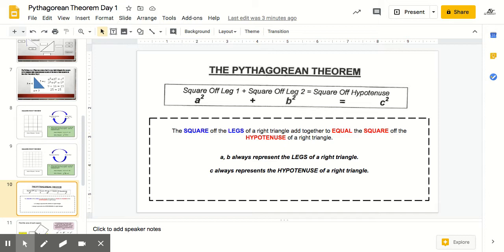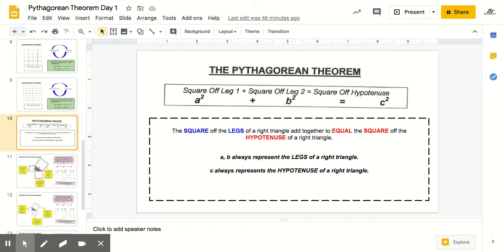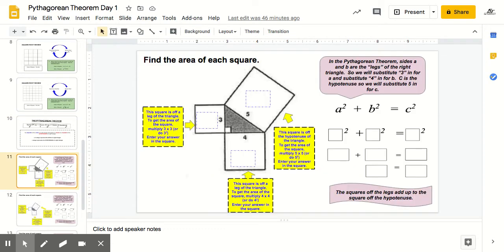Okay, so I'm going to do some practice with this now. Okay, so let's look at some examples. So here we have a right triangle. It is the triangle that is shaded in gray.